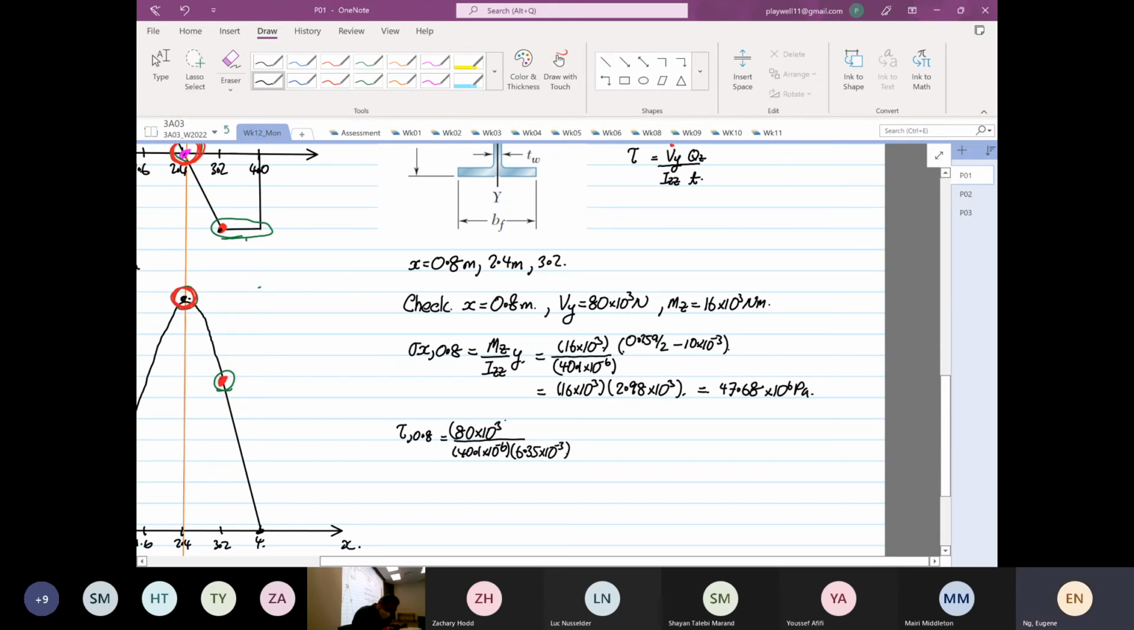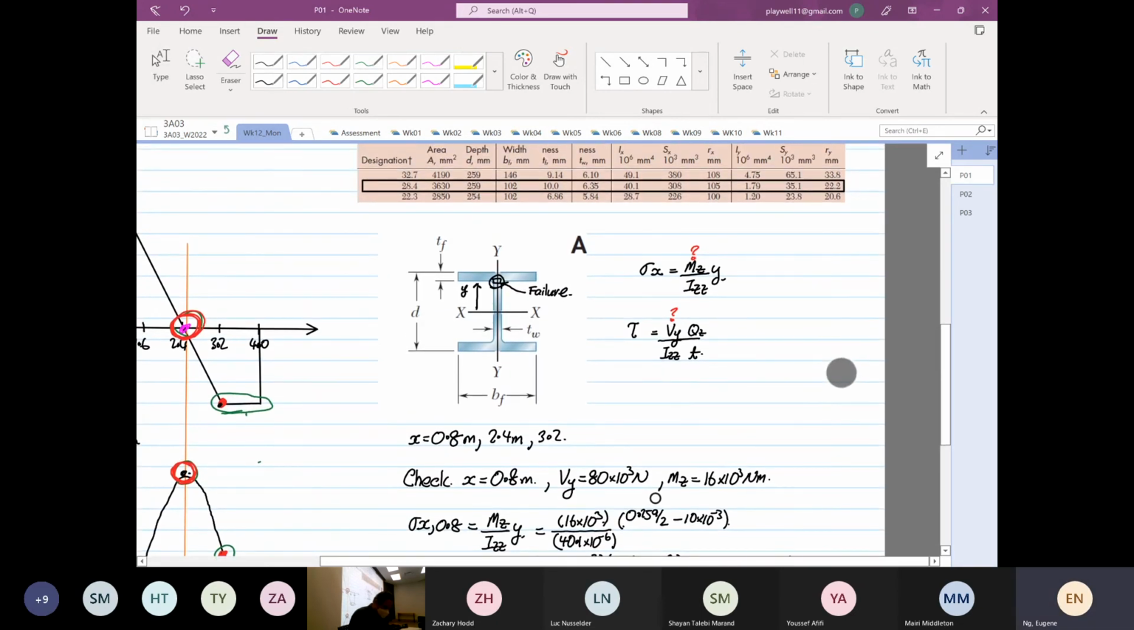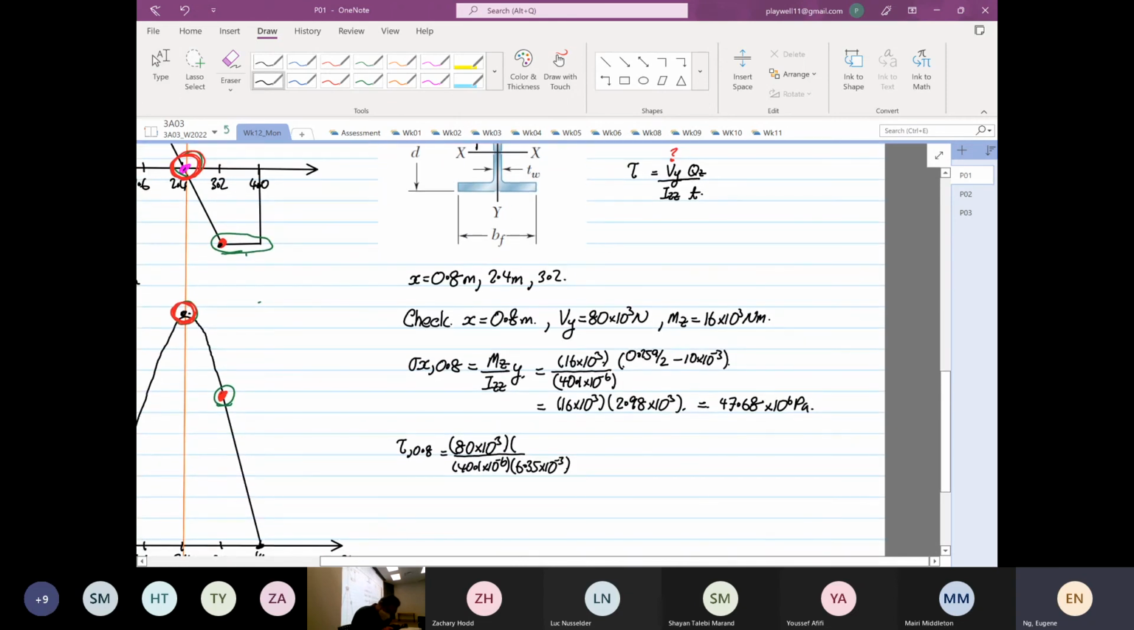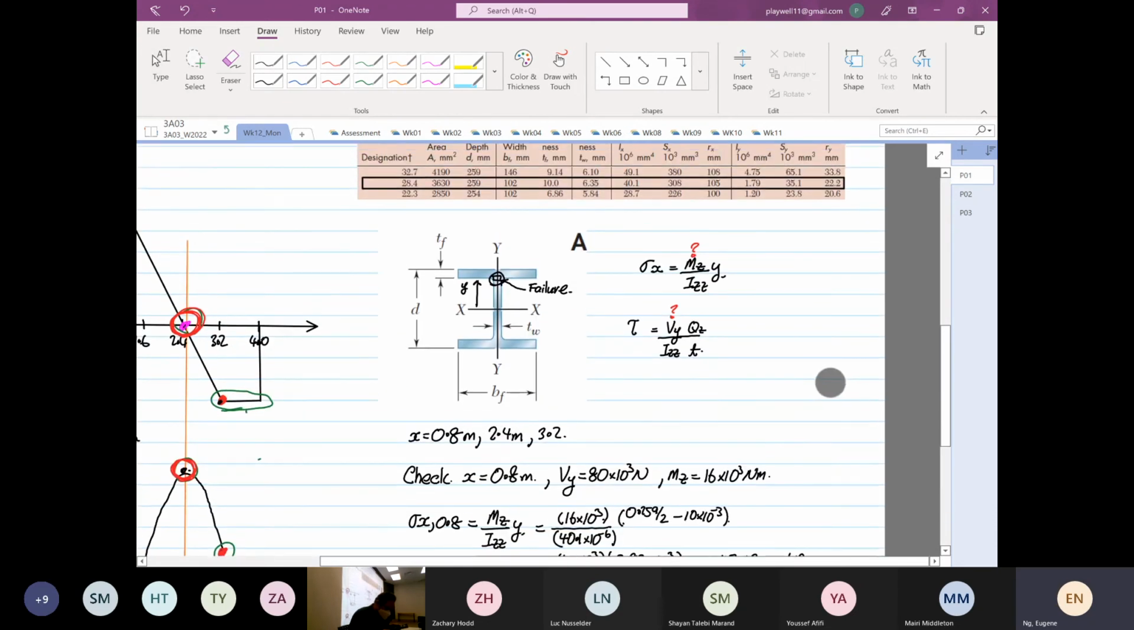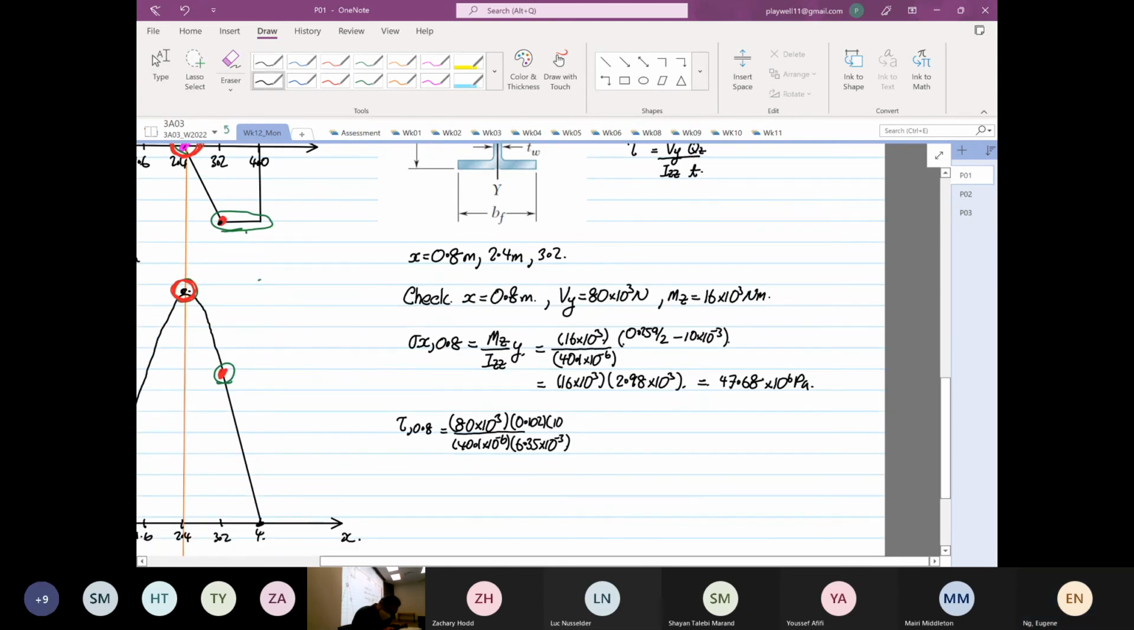Now is our first moment of area. So it is BF, which is 0.102, multiplied by the depth of the flange, which is also equal to 10, then multiplied by 0.259 divided by 2 minus 10 times 10 to the power minus 3 divided by 2. So this is your width, depth, and this is your y bar.